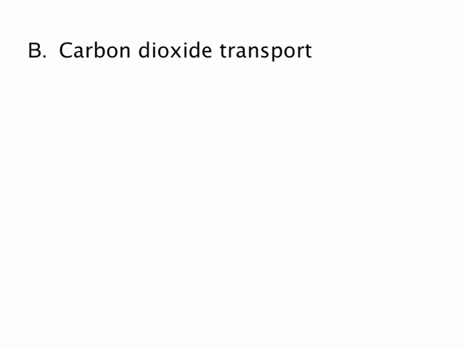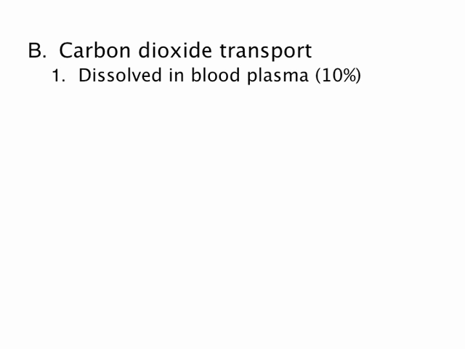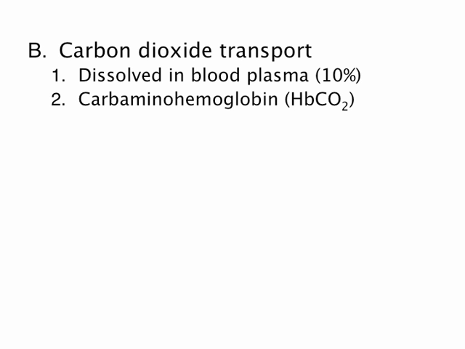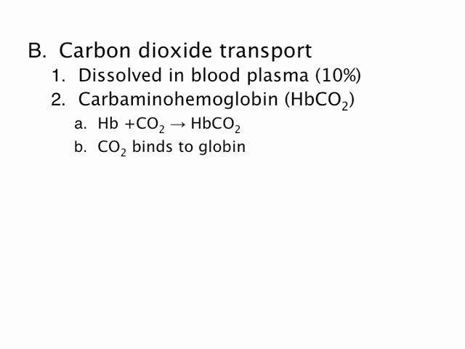Carbon dioxide transport is a little bit more involved. About 10% of it can in fact be dissolved in the plasma. Some of it can actually be bound to hemoglobin, in which case we would call it carbaminohemoglobin. In this case, we would take a hemoglobin molecule, bind to it carbon dioxide, and get the carbaminohemoglobin. CO2 binds to globin, whereas oxygen binds to the heme portion. So oxygen and carbon dioxide are not competing for binding spots on a hemoglobin molecule.